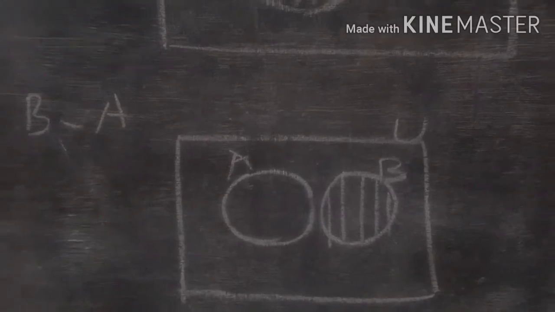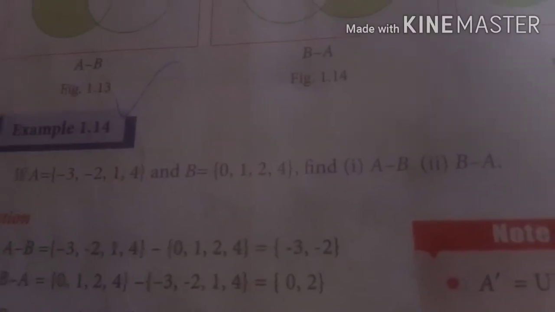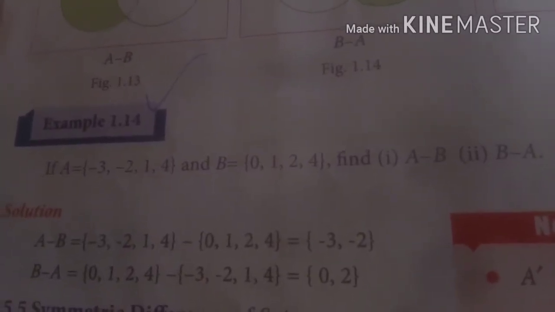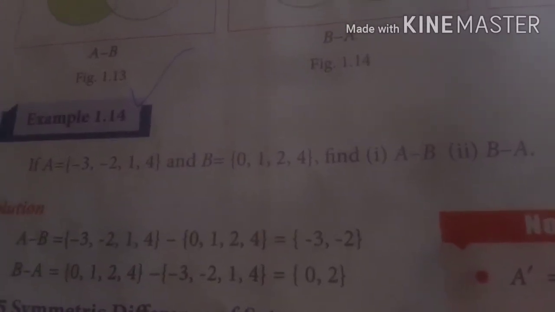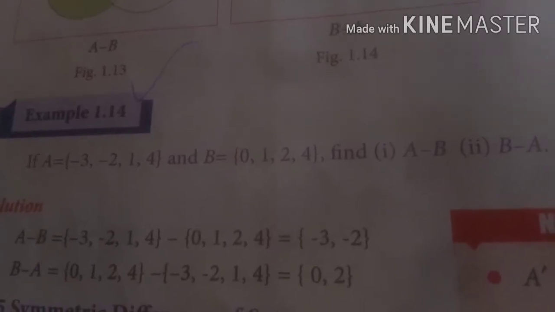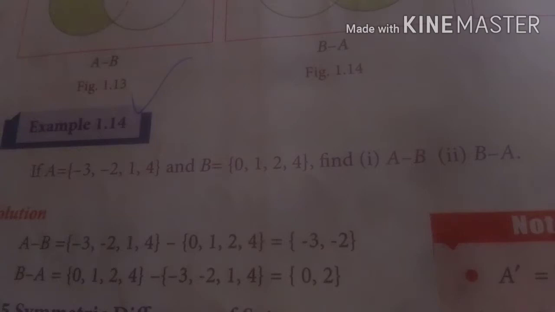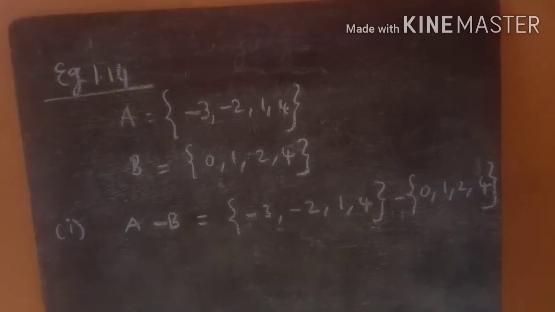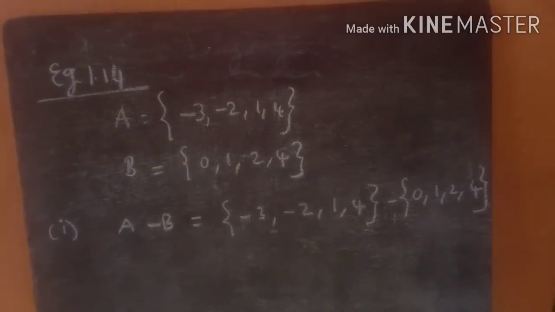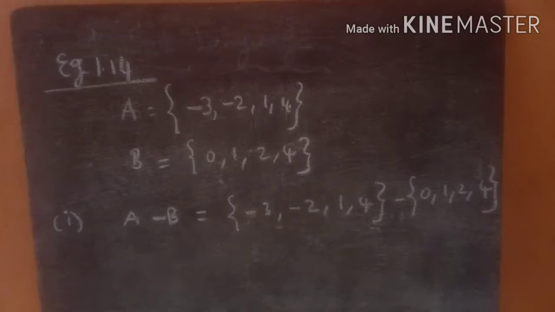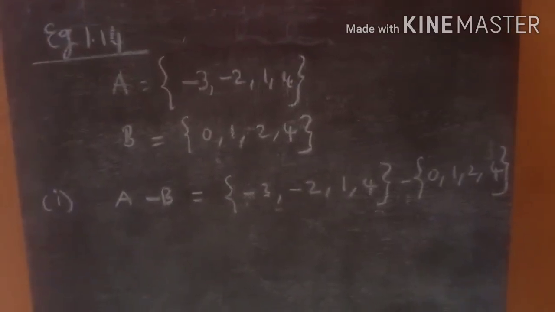So next, example 1.14. What is A? A equals minus 3, minus 2, 1, 4, and B set is 0, 1, 2, 4. We have to find out A minus B and B minus A. Okay, now we work it out on the board. Example 1.14, the A set and B set are given. So given like so, you have to write.